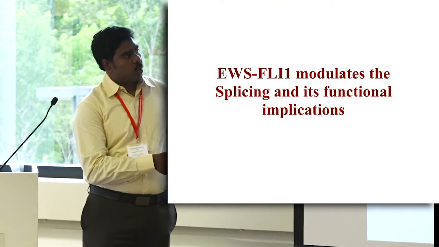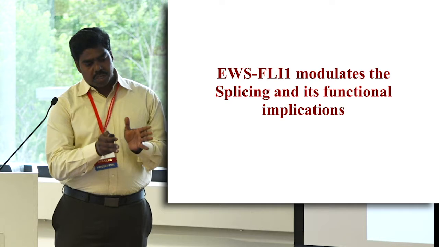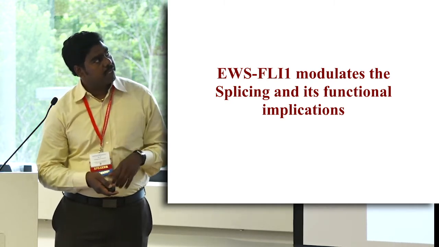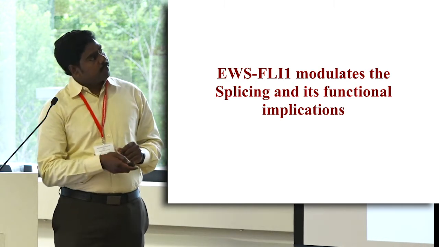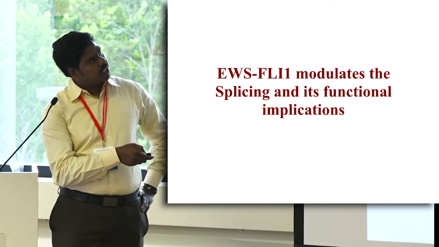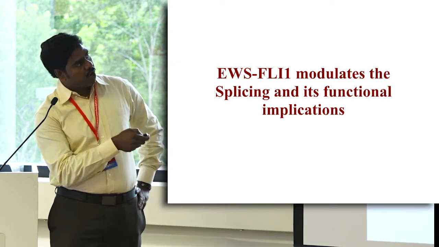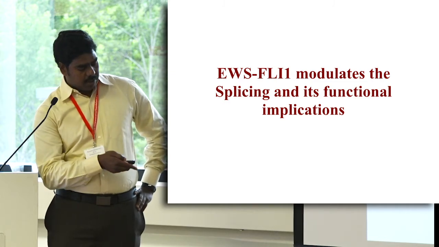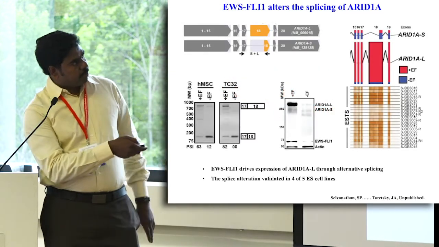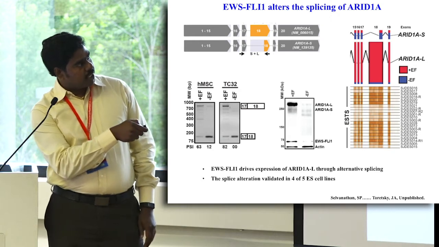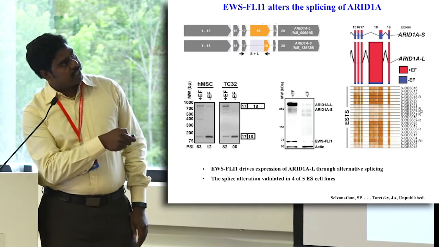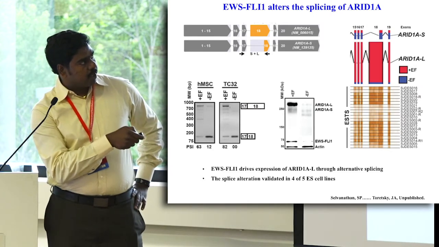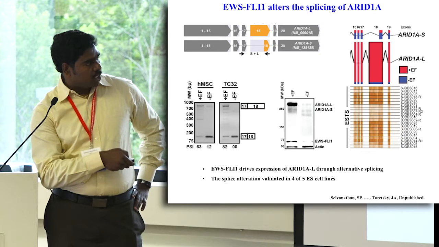Next I want to show how EWS-FLI1 associates with the spliceosome complex and is involved in the splicing function, using ARID1A as an example. ARID1A exists in two canonical isoforms, the long isoform and the short isoform, which lacks the N-terminal portion of exon 18. For validation, we designed primers in exon 17 and the end of exon 18 in order to see the two products. These primers give the long and short isoforms.